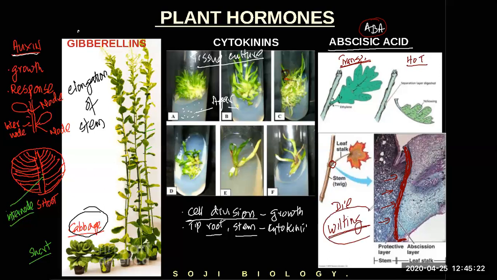So you just have to learn one point here. You have to say that abscisic acid inhibits growth. Example, wilting of leaves. These are the four different hormones you have in your syllabus. You just have to learn the function as it is written in the reader.